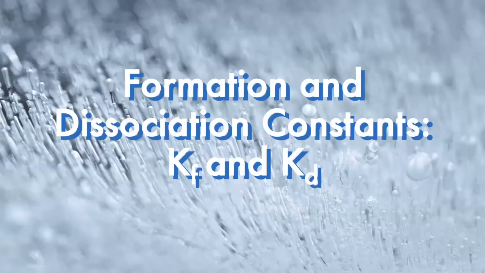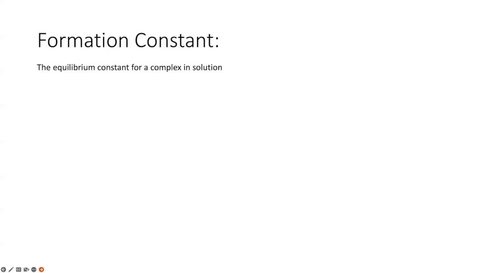Hey guys, today I want to talk about formation and dissociation constants, Kf and Kd. These are both expressions that we can use to talk about solutions in equilibrium, where we have two ions or more that are basically forming an inorganic complex, and our Kf will tell us the equilibrium constant for that complex in solution. In other words, how much of the ions by themselves combine to make this complex.